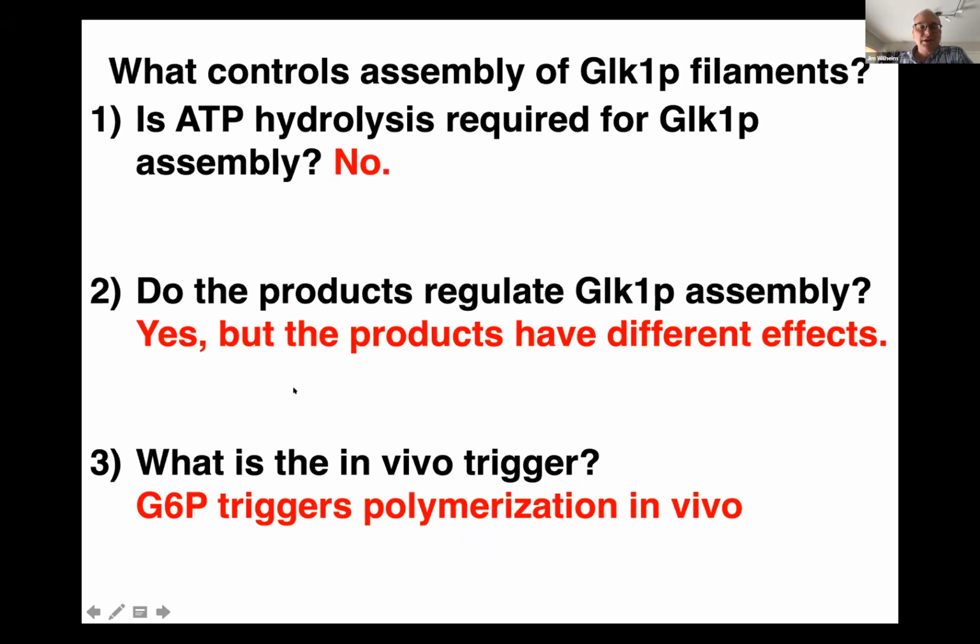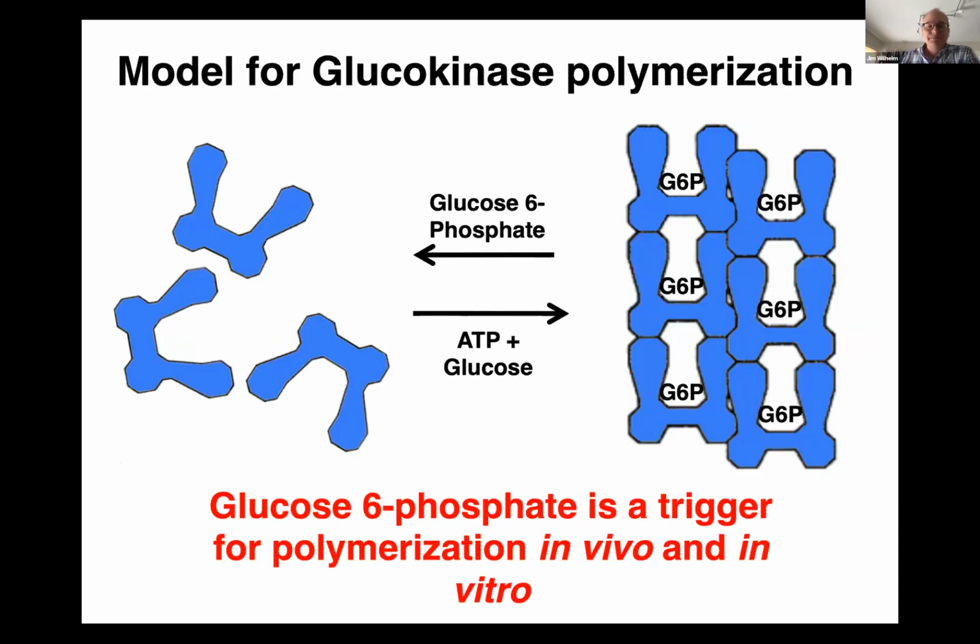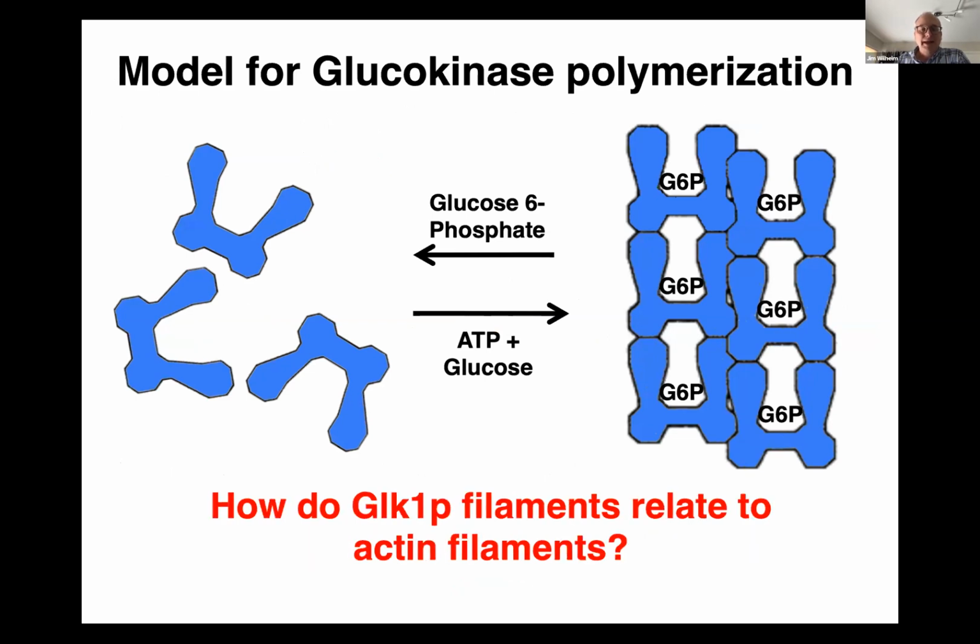So we think this is pretty good evidence that glucose 6-phosphate triggers polymerization in vivo. It doesn't rule out that ATP and glucose can do it. But given that we're focused on the native protein, it looks like glucose 6-phosphate, at least on its own, or asymmetric buildup of glucose 6-phosphate, can trigger glucokinase polymerization in vivo. So our model is that glucose 6-phosphate is a trigger for assembly in vivo and in vitro. And what I'd like to end with is relating our data back to implications about the evolution of actin.